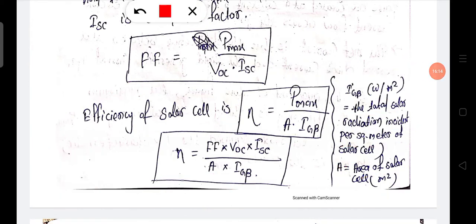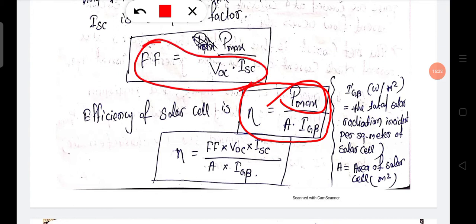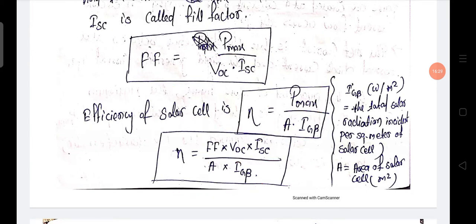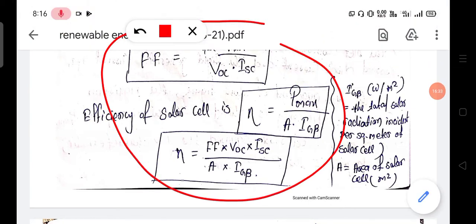So efficiency is this, and in P max you can place this. Remember these three formulas.